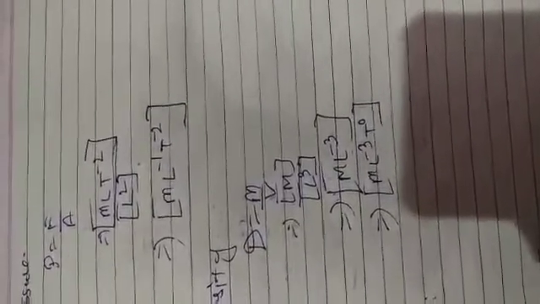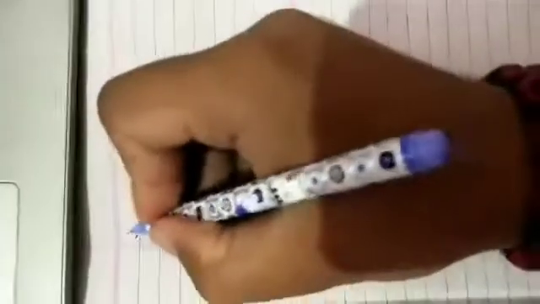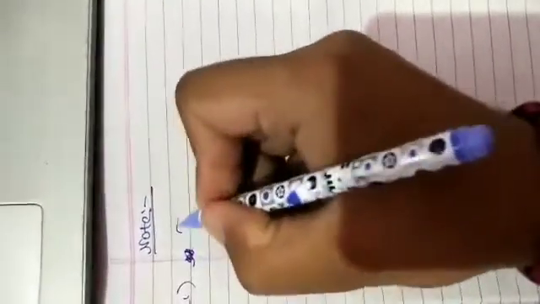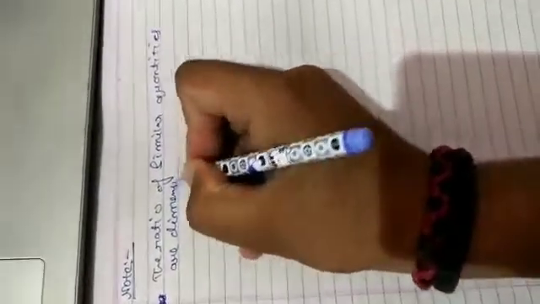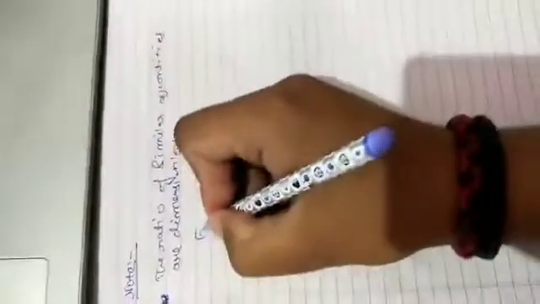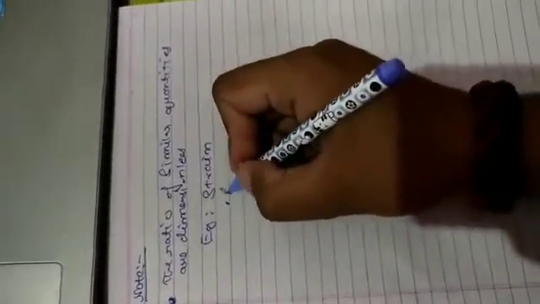So these types of different physical quantities have their dimensional formula. If you know the formula, you can easily calculate the dimensional formula. Write some notes for dimensional formula. First one is the ratio of similar quantities are dimensionless. Example, strain, relative density.